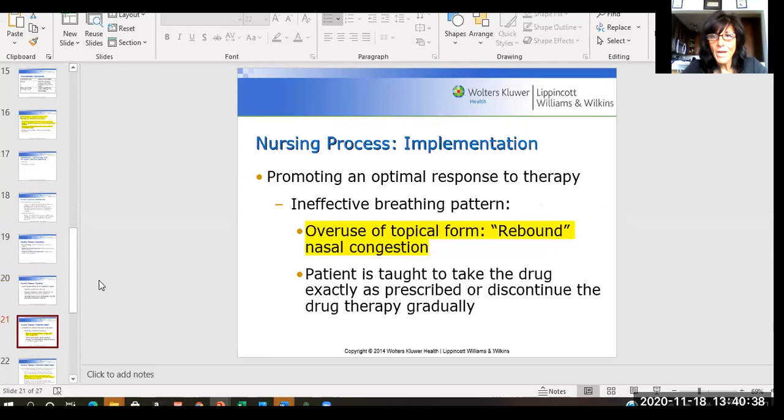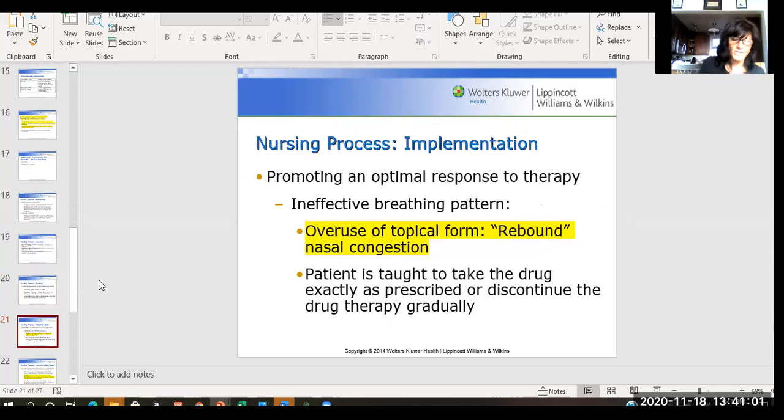One thing that I cover now that I didn't before is called rebound nasal congestion. It's on the predictor. So what is it? There are people that really like nasal sprays, and there are many over-the-counter nasal sprays that are decongestants, but they're only meant for short-term use.